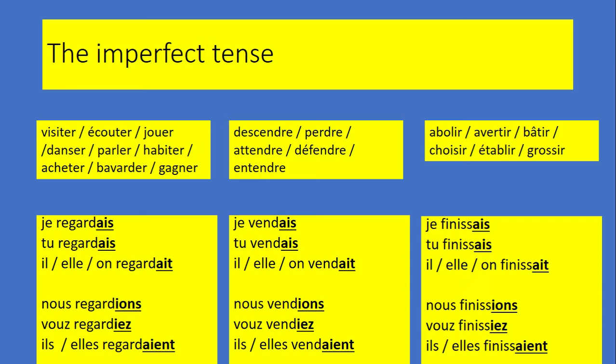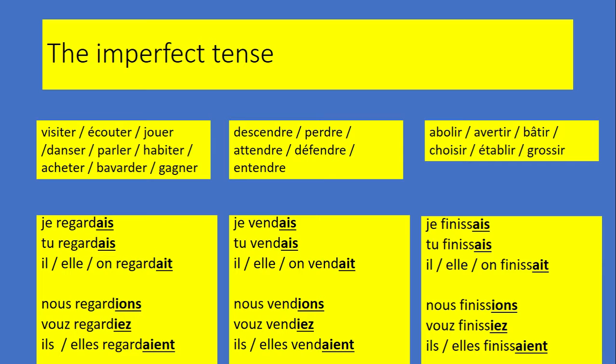Choose another word that's like vendre in the RE group. Can you conjugate it like je vendais, tu vendais, il vendait, nous vendions, vous vendiez, ils vendaient? And for the IR verbs that are a little bit different compared to the others, so choisir would be je choisissais, tu choisissais, il choisissait, nous choisissions, vous choisissiez, ils choisissaient.